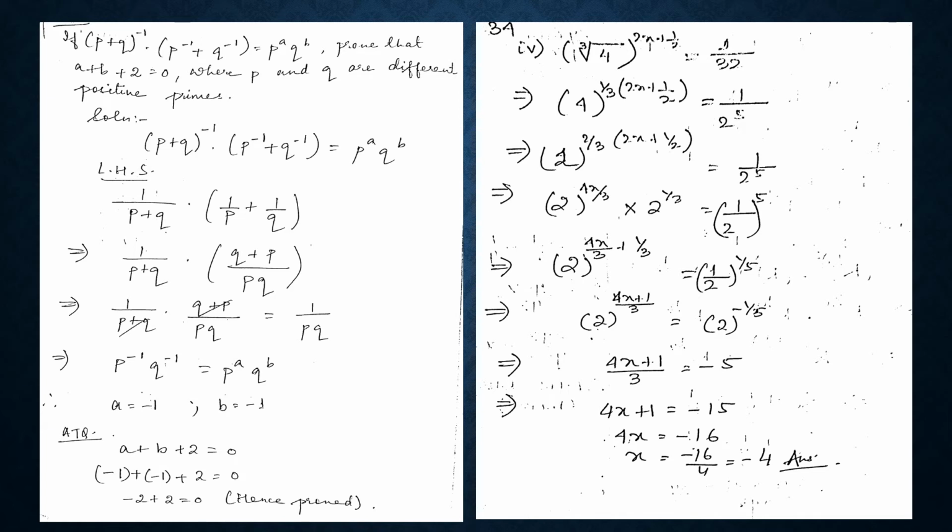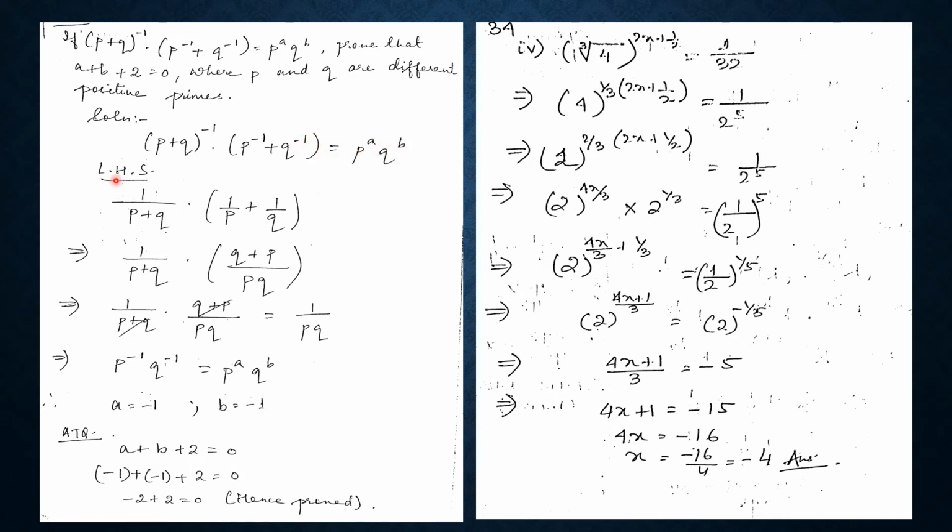Let us see question number 32. Here we have been told that if p plus q to the power minus 1 into p to the power minus 1 plus q to the power minus 1 is equal to p to the power a, q to the power b, prove that a plus b plus 2 is equal to 0, where p and q are different positive primes. So here we know that p plus q to the power minus 1 and p to the power minus 1 plus q to the power minus 1 is equal to p to the power a, q to the power b.